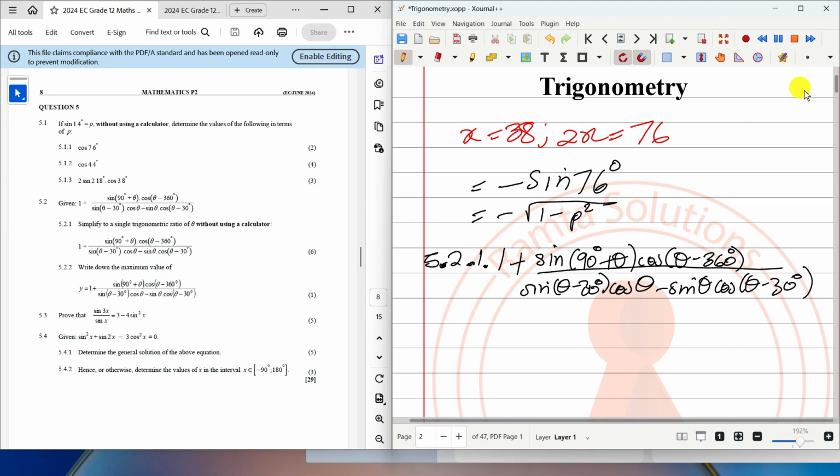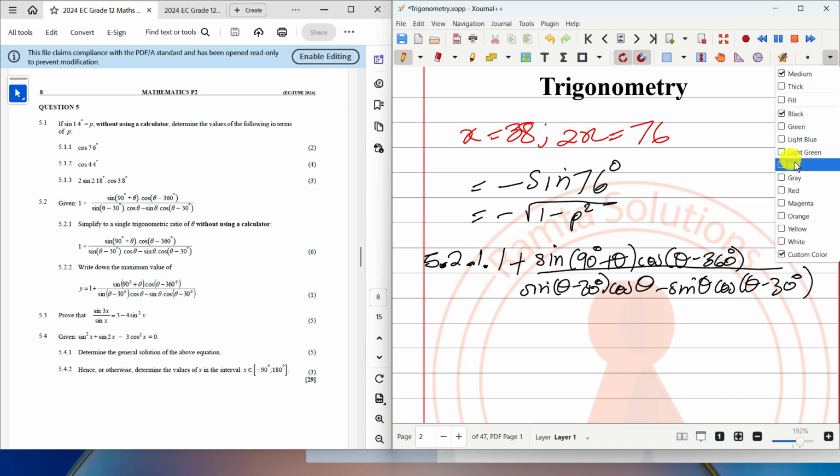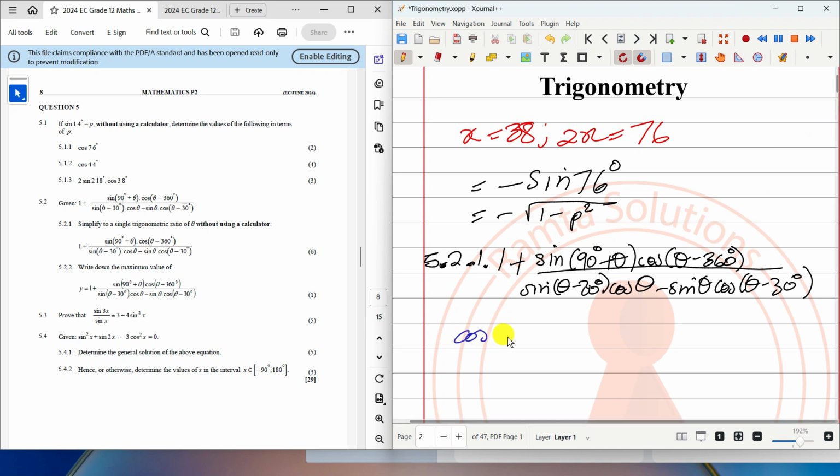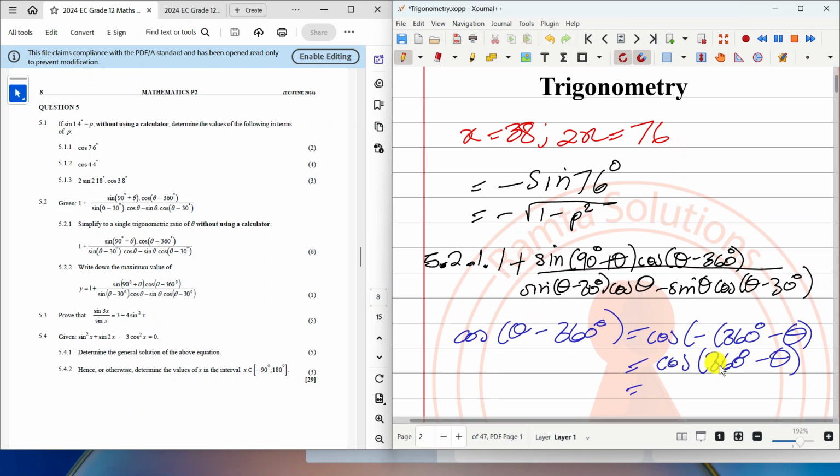Right? So again, let me use the blue one. I want to show you guys something. Cos of theta minus 360 degrees. You guys are not used to this. If you take negative as a common factor, you will have negative, then you have 360 degrees minus theta. And the negative angle of cosine is cos of 360 degrees minus theta. Now, what is cos in the 360 minus quadrant? It's positive. Therefore, this is cos theta.